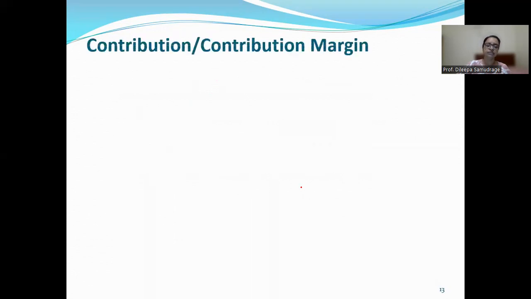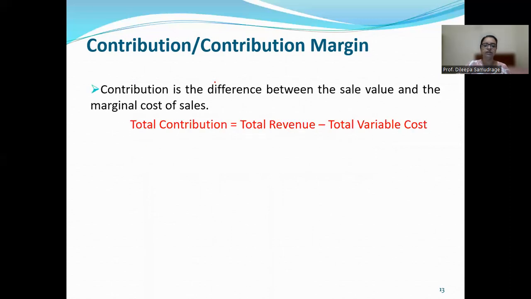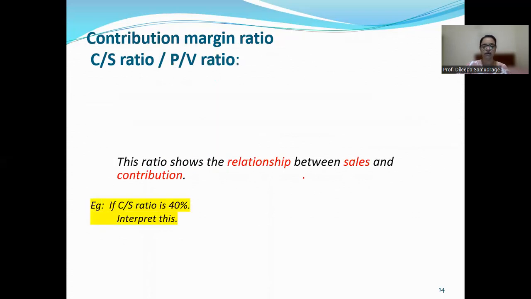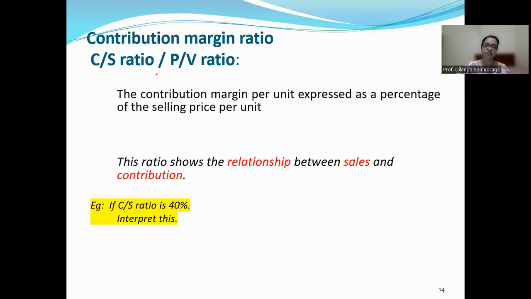Okay. Then the next one, contribution. Sometimes we call it contribution margin. Contribution is the difference between sales value and the marginal cost. From the total revenue, if you deduct all of your variable costs, you get a contribution. This is the central concept in marginal costing. Then the next one is contribution margin ratio. Sometimes we call it contribution to sales ratio.